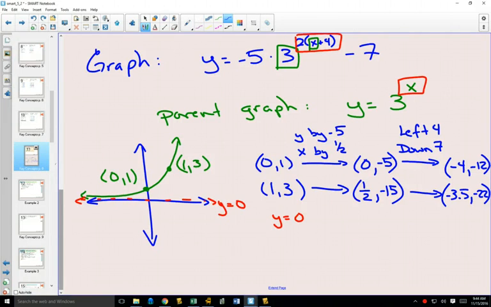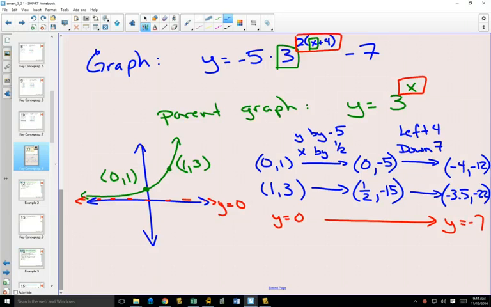Now I left the asymptote for the end because one thing we're going to find out is that when our asymptote is at 0, your stretches and compressions won't affect it because you're multiplying 0 by something. The only thing that's going to affect your asymptote that's at y = 0 is whether it gets moved up or down. And we move down 7, so our asymptote will be at y = -7.